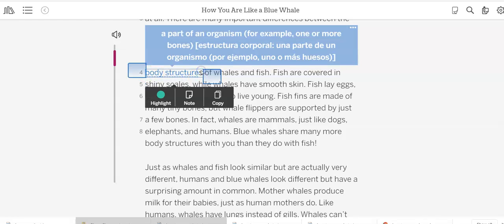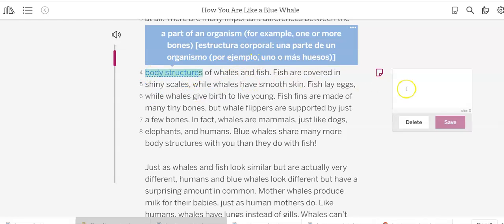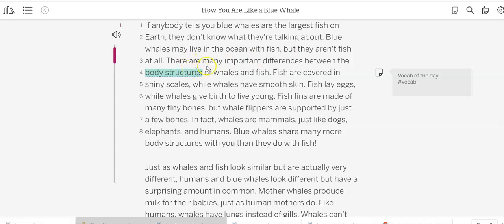There we go. Make a note that this is my vocab of the day. I'm just going to hashtag vocab. Okay, and then I can click on this, it goes away. And as you notice right here, there's a little check mark.